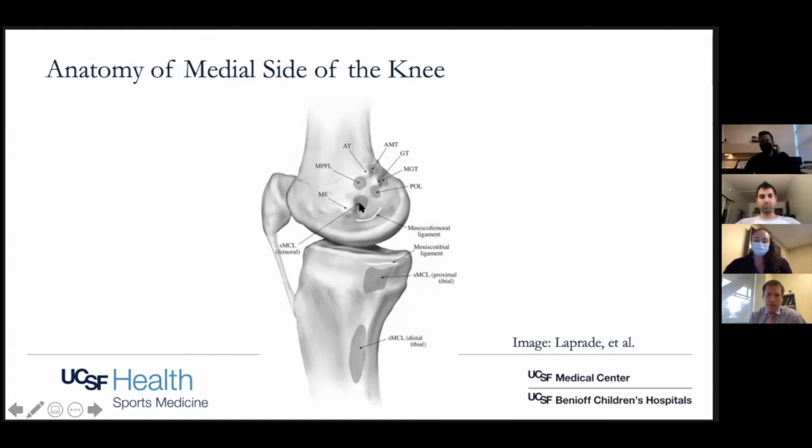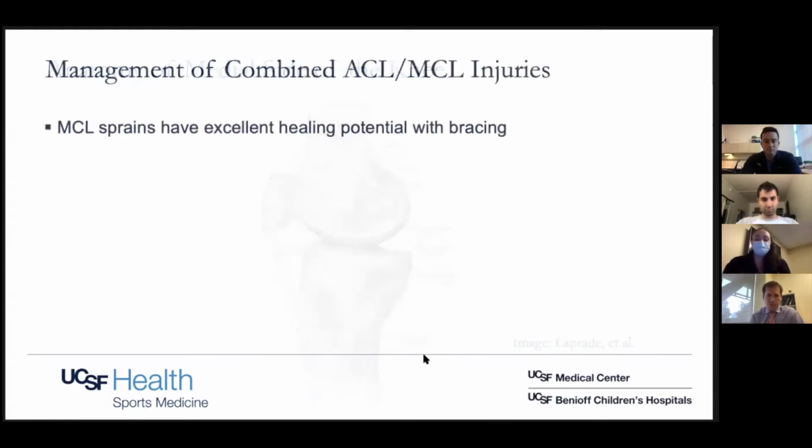So you have the femoral sided origin of the ligament, and then the meniscotibial ligament attaching close to the joint line. And then the footprint of the proximal aspect of the superficial MCL. And then that distal attachment is really about 6 centimeters distal to the joint line. So it really attaches pretty far down below the pes tendons.